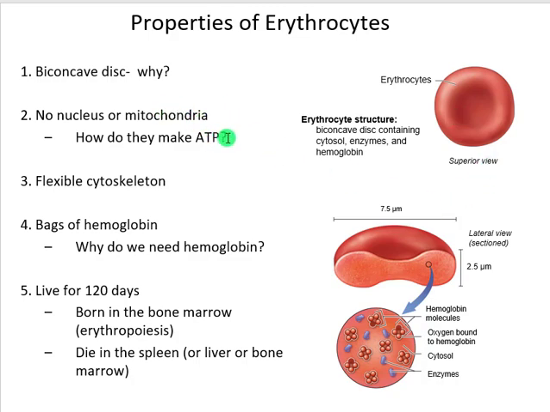If that's the case, how do they make ATP? Glycolysis. They've got glycolytic enzymes in there. Okay. It's got a flexible cytoskeleton. We can look at this a little bit more later, but red blood cells travel through blood vessels, and some of those blood vessels get really, really narrow.